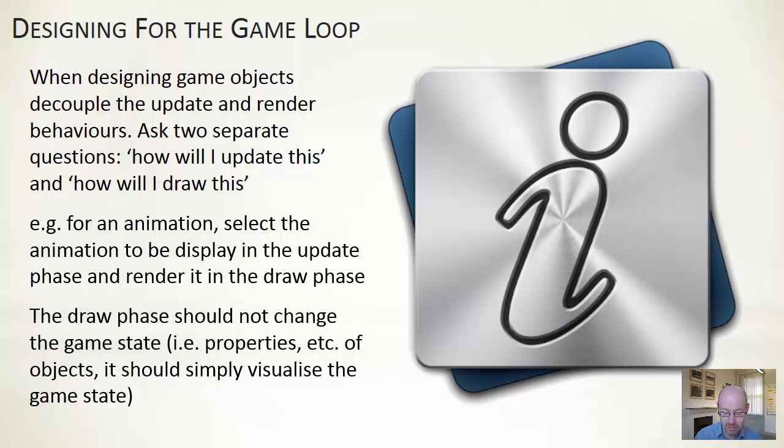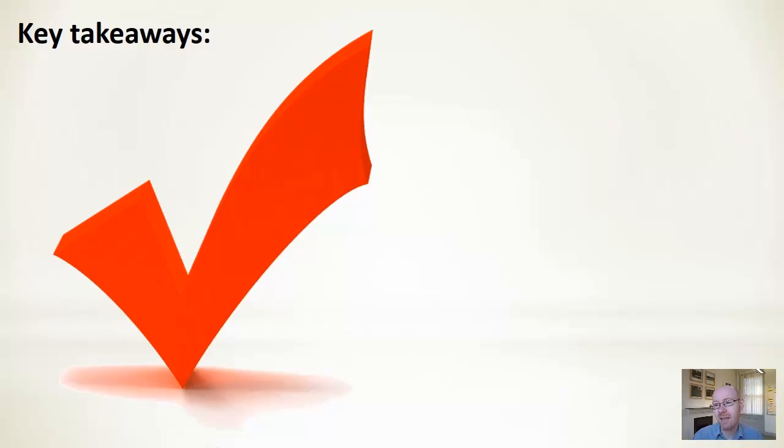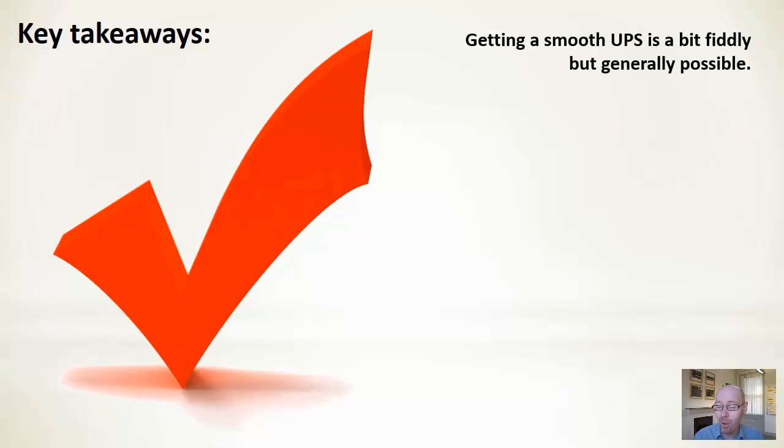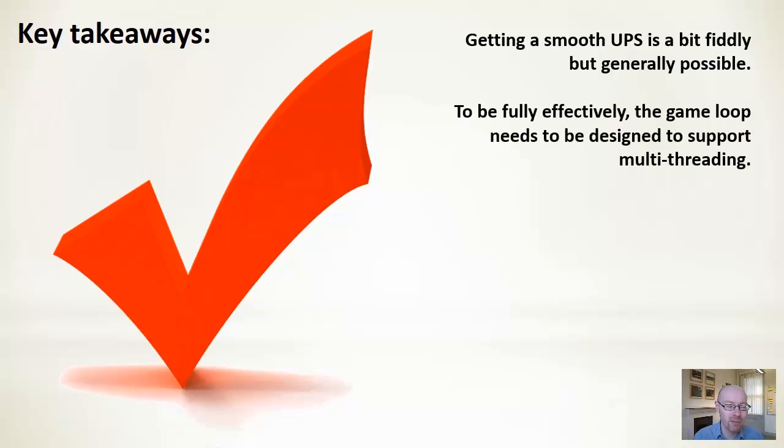So key takeaways, I have three of them for this one. Getting a smooth number of updates per second can be a bit fiddly, but it's not that difficult overall. To be fully effective, the game loop needs to be designed to support multi-threading. You can do this, if you wish to, in terms of the engines you're developing. You may want to push that back to one of the later sprints and get it up and running first of all in a nice single-threaded way. It is the type of thing that you can reasonably easily introduce, but depending on the type of concurrency or multi-threading you are putting in, there can be significant revision needed to the code. Just depends.